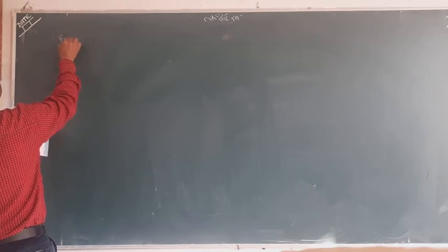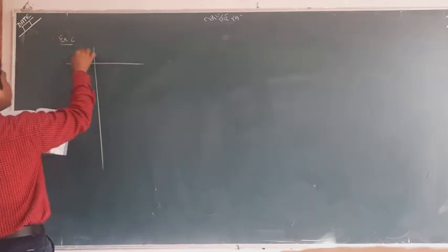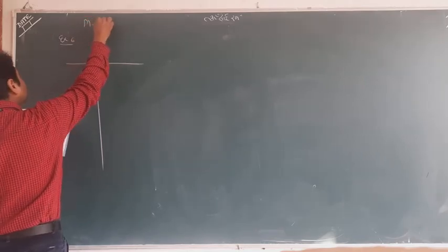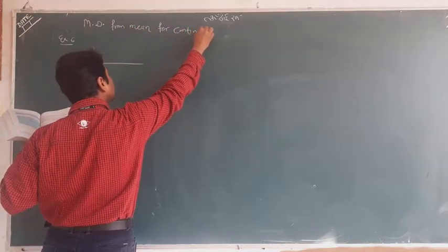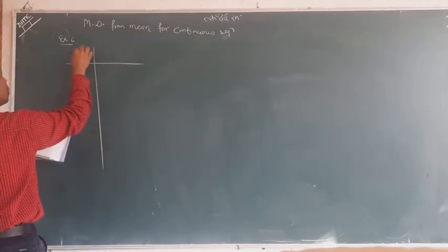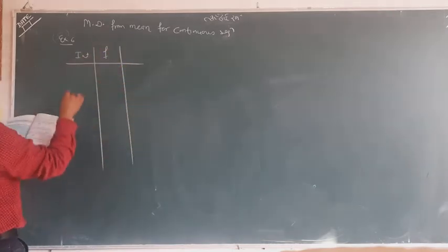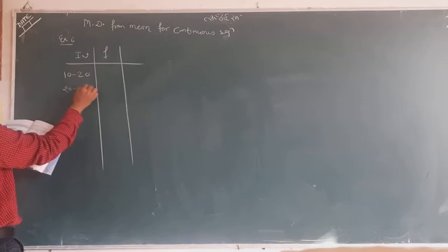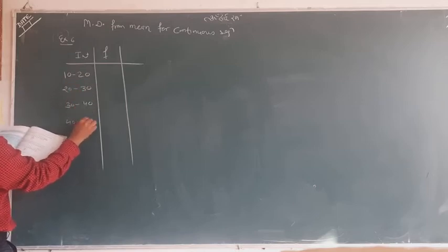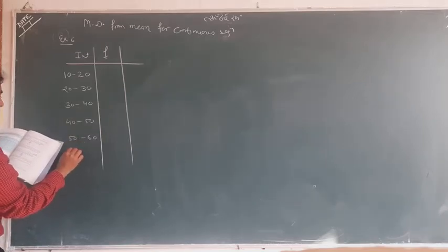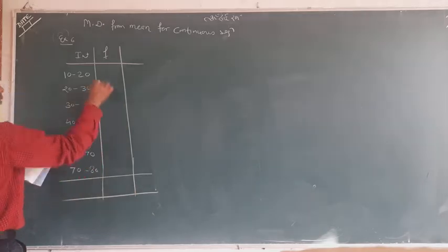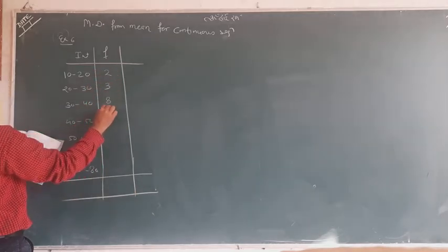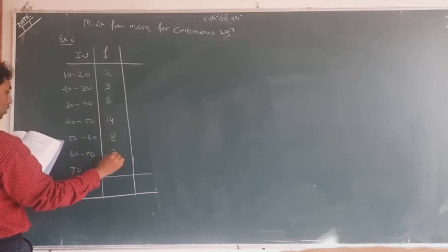I want to put a question because this all depends on a direct example. We have the interval, definitely a continuous sequence, you know it. We are finding the mean deviation from the mean for continuous sequence. This is interval and this is frequency. The intervals are 10 to 20, 20 to 30, 30 to 40, 40 to 50, 50 to 60, 60 to 70 and 70 to 80. The frequencies are 2, 3, 8, 14, 8, 3, 2.